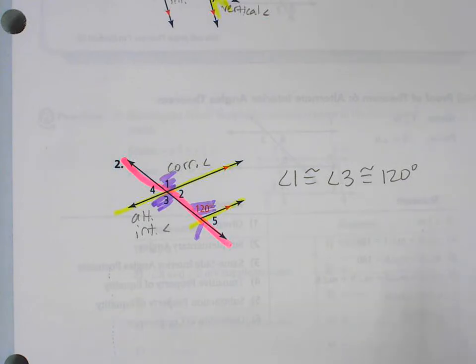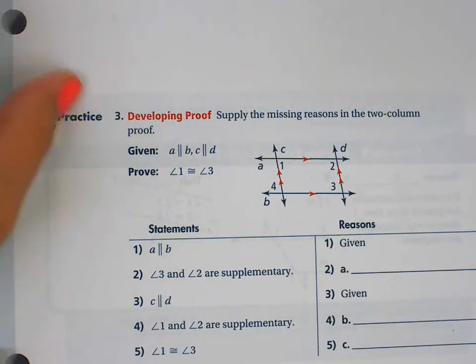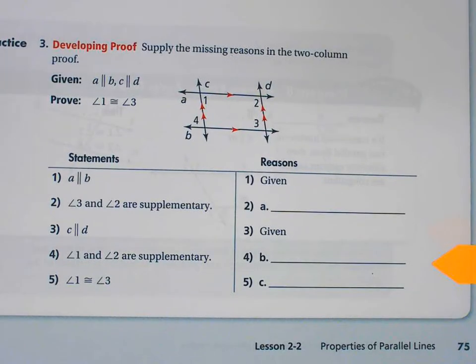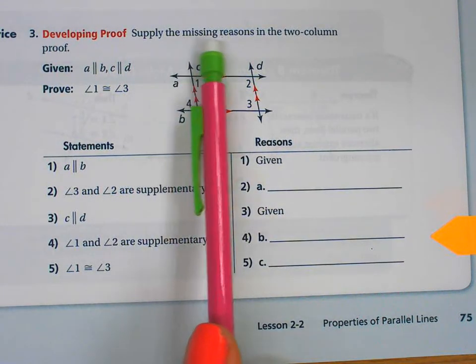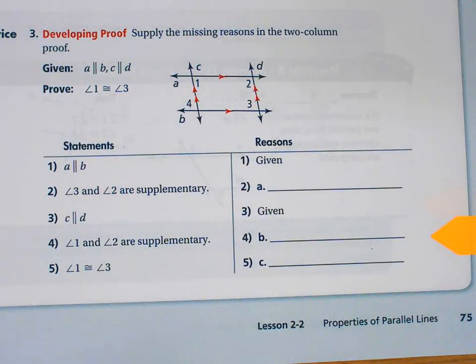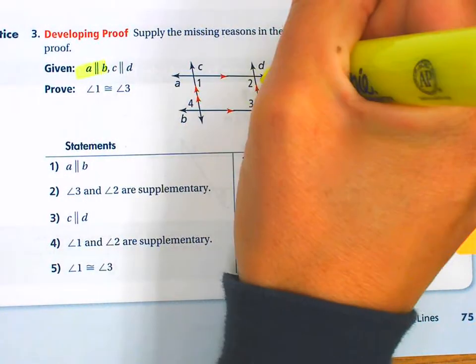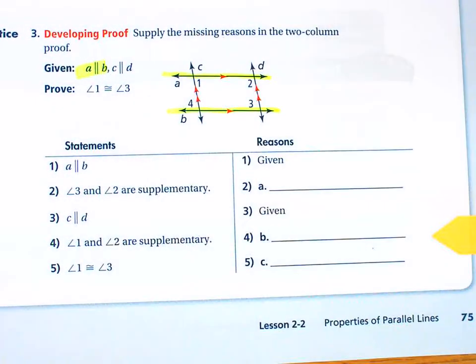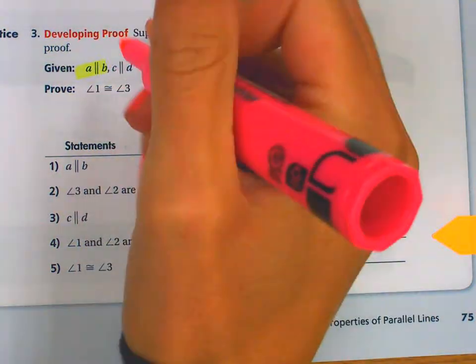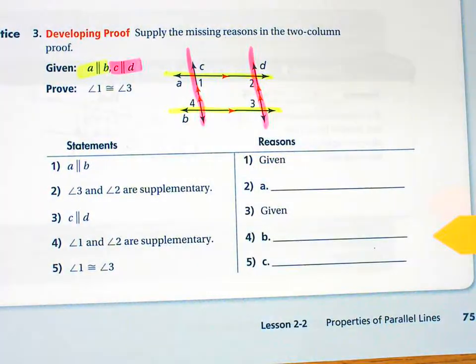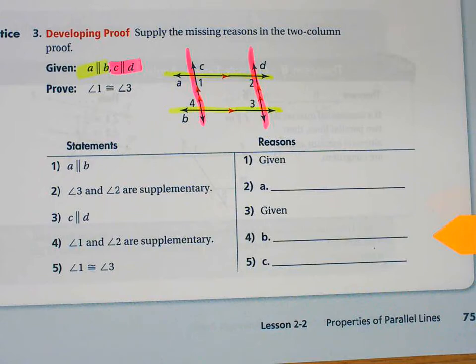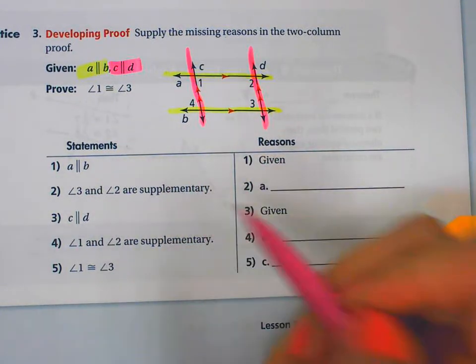Let's go to this proof. This is page 75. Now we're going to use some of the reasons that we just wrote down in the notes. Supply the missing reasons in the 2-column proof. We are given that A is parallel to B. Always look at the information given. And we are also given that C is parallel to D. So we have 2 sets of parallel lines, and they also are intersecting and making angle pairs.